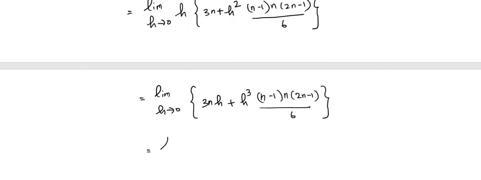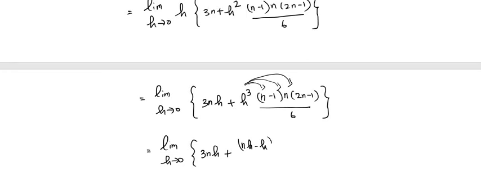See the next step, limit h tends to 0. This is 3nh plus h cube. From h cube you take one h to each factor. One h you take here, the other h you take here. Then if I take it like this, what will I get? nh minus h, 1 h I have taken to the first one. The next one, nh again, second factor. Then again 2nh minus h. I am taking h to each bracket. Whole divided by 6.